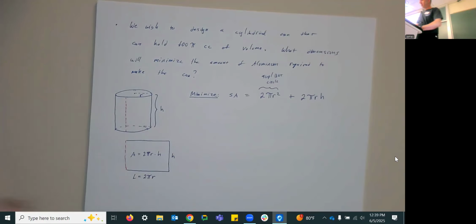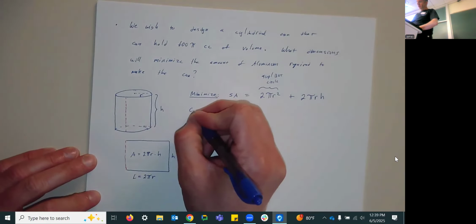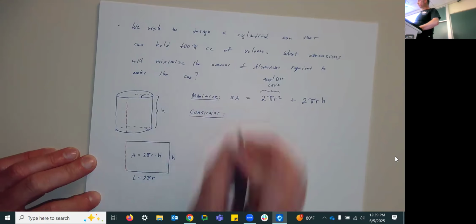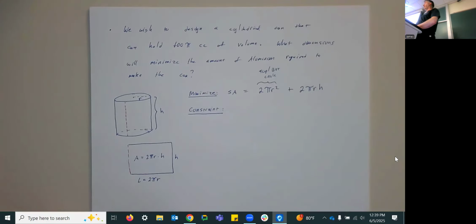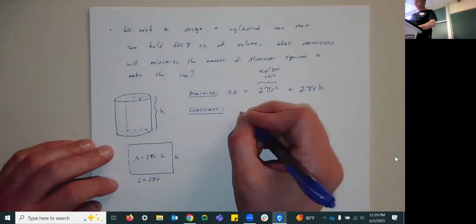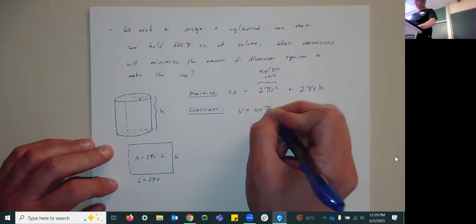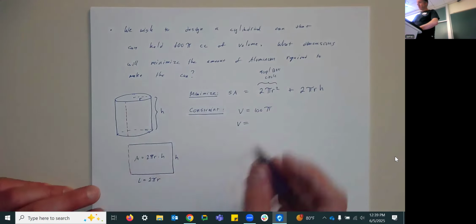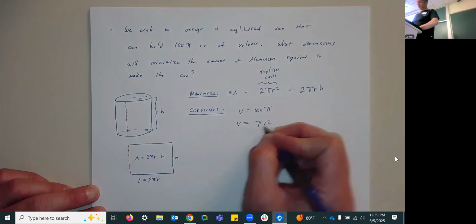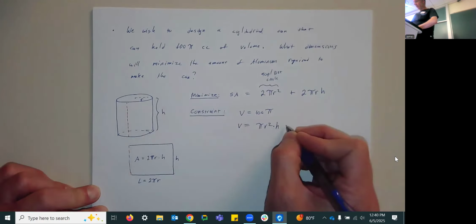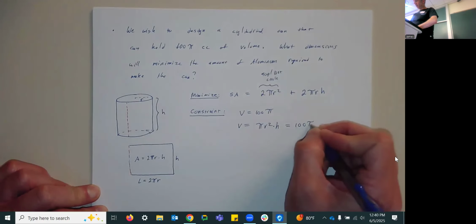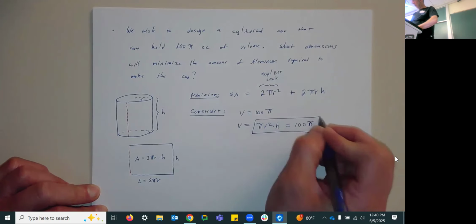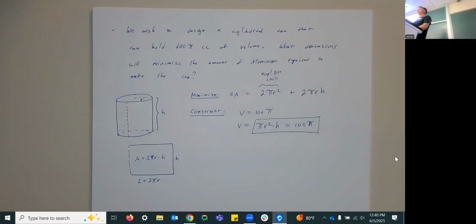Okay, so then, of course, we want to find our constraint, our limiting piece of information. Well, our constraint is that we want the volume to be 100 pi cubic centimeters. So we want the volume to equal 100 pi. But the equation for the volume is, cylinders are relatively nice. It's the base area, so pi r squared, times the height. We want that to equal 100 pi. So that's our constraint: pi times r squared times h is equal to 100 times pi.